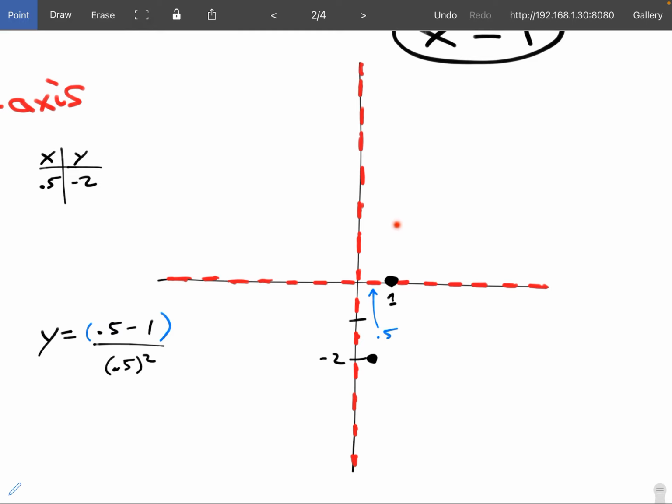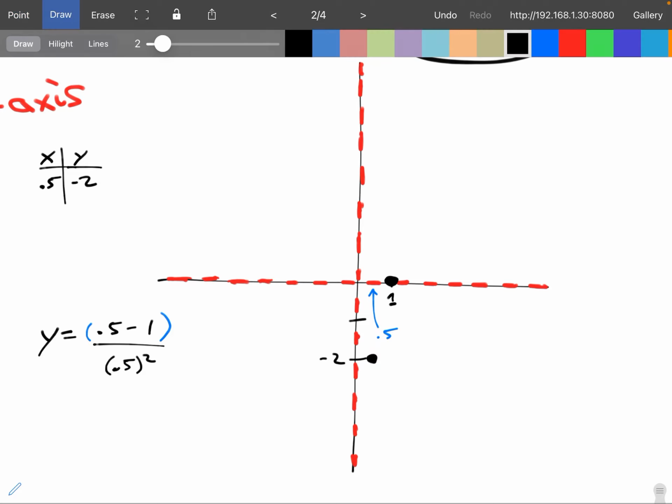All right? Like that. But I did not get a point up there. I got a point down here instead, which means it has to look like this. Okay?